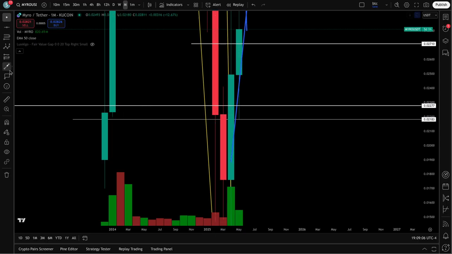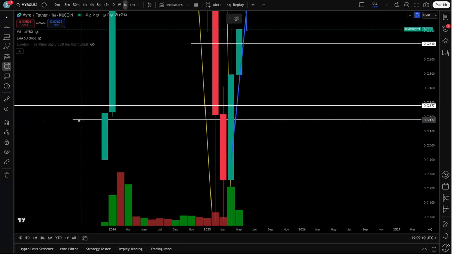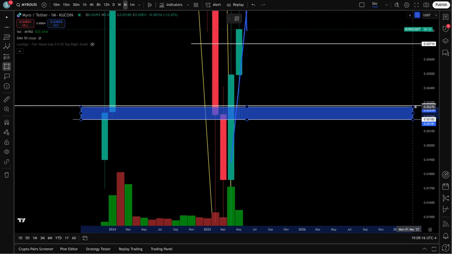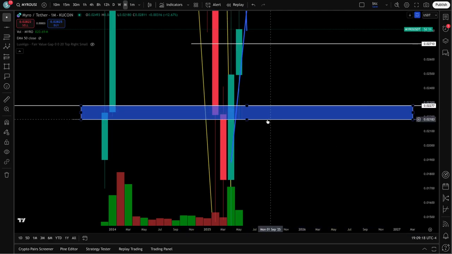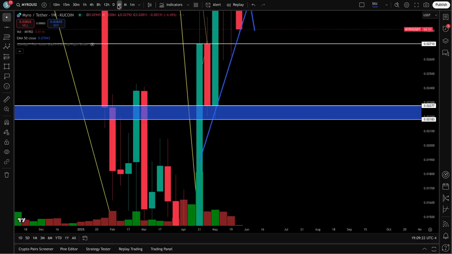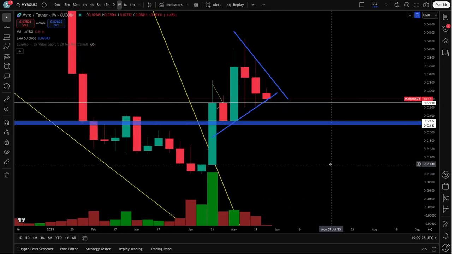All right, so this area all up through here is a major support area. Right, this area up through here. Okay, major support area. Monthly closing candles and weekly closing candles, all through here. All right, that is a major area.